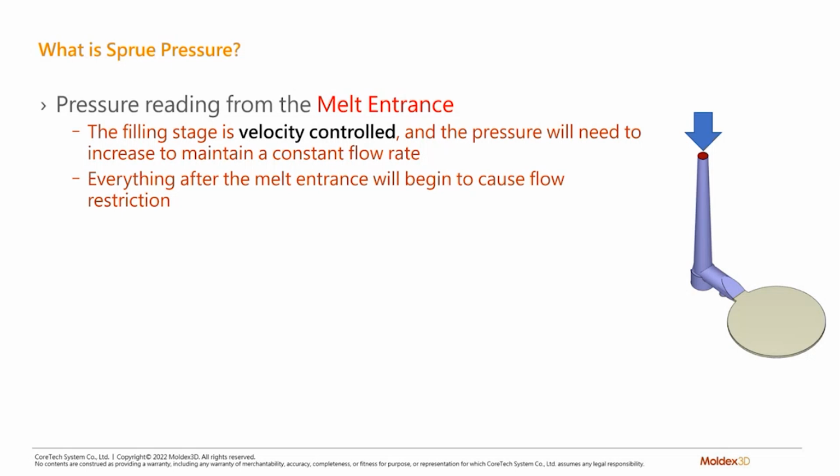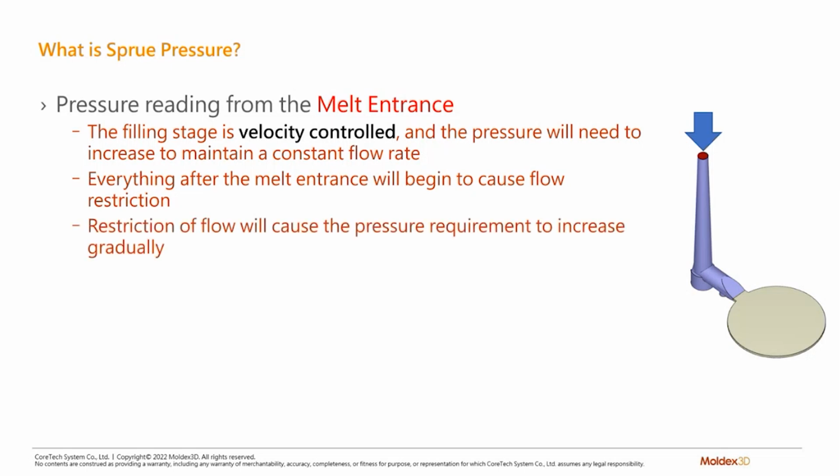And then everything after the melt entrance will begin to cause the flow to restrict, right? As it is passing through the gate, through the different features inside the part, there will be a lot of restrictions. So we will see a rise in pressure, right? Restriction of the flow will cause the pressure requirement to increase gradually, so it will go up. We can track those, and it will calculate that.